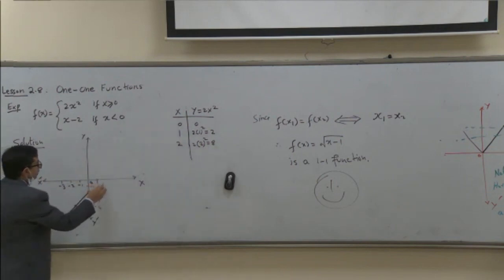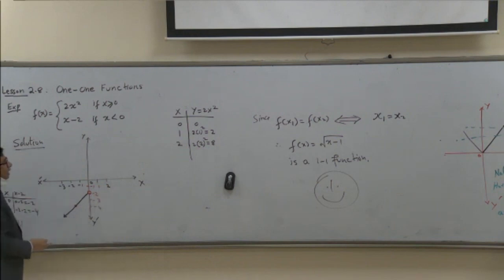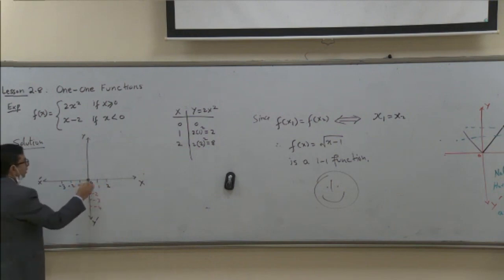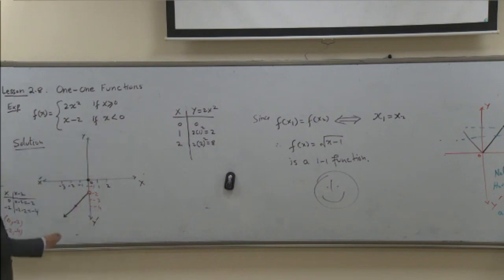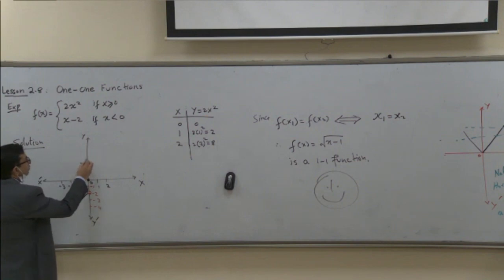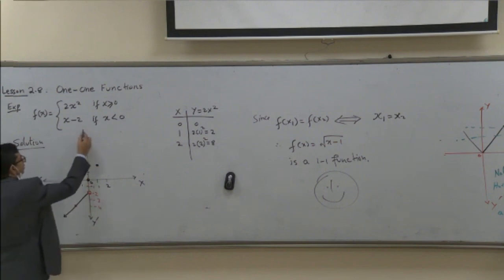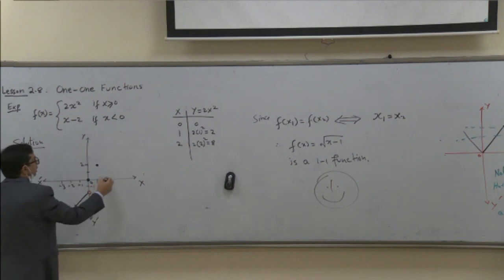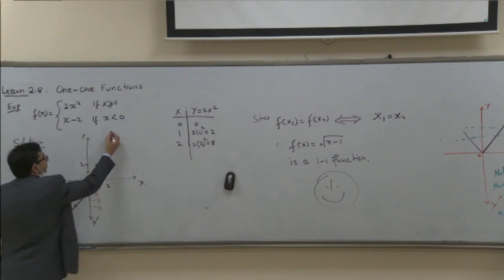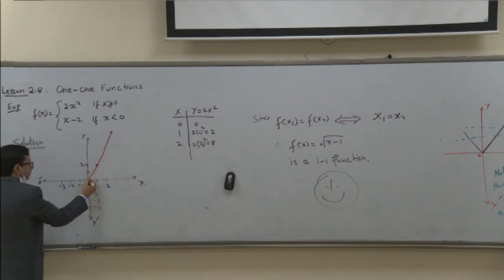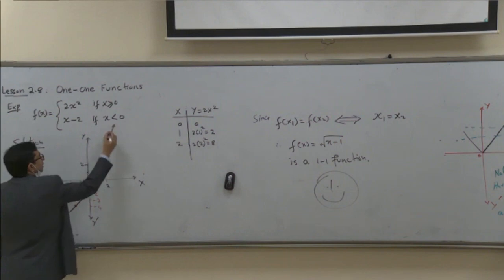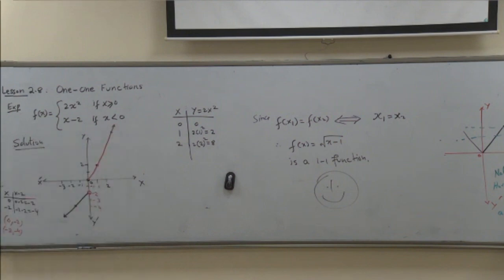So take the point here 1, 2. At 0, value is 0, because this point is included. At 1, it is 2. And at 2, it is 8. 8 is far from this one somewhere. So I take at 2, 8 somewhere here, okay? Join this one. And this is going infinitely.